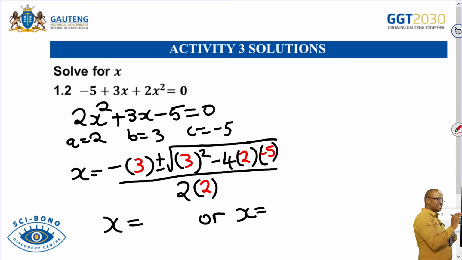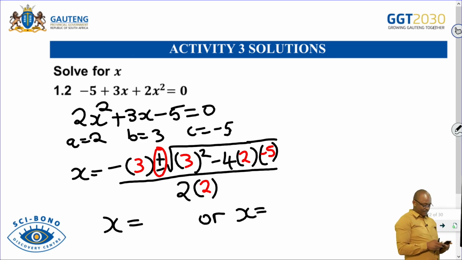Remember, it's key to always remember this, that in your calculator, you will forever start with what? You will forever start with negative. So you say negative 3 plus the square root of 3 squared minus 4 into 2 and -5. Then at the bottom there's going to be 2 multiplied by 2. Then the first factor that we get here is 1.